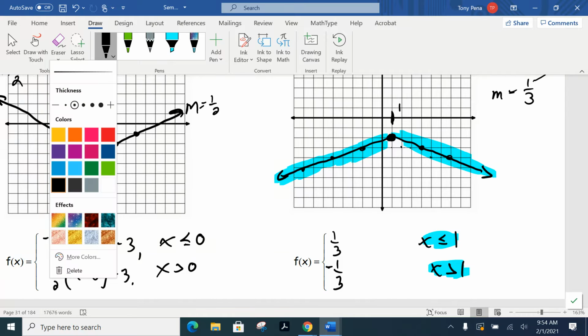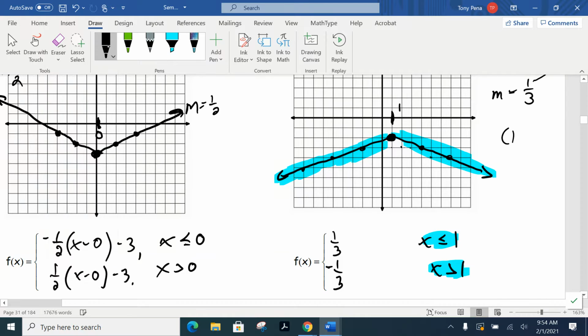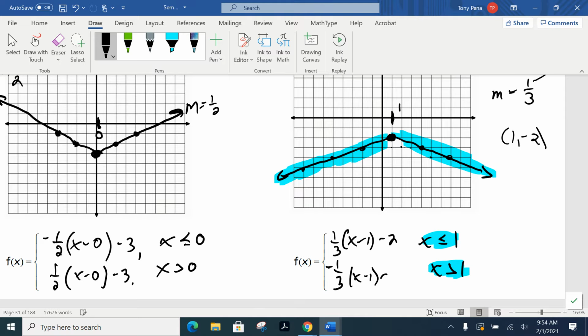And then we use this point. What was that? 1, negative 2. That doesn't change. So we still have x minus 1, negative 2, and then x minus 1 with a negative 2, and then that's our function. Okay, so definitely be able to do fractions, definitely be able to do negative coefficients to know if we're going up and if we're going down.